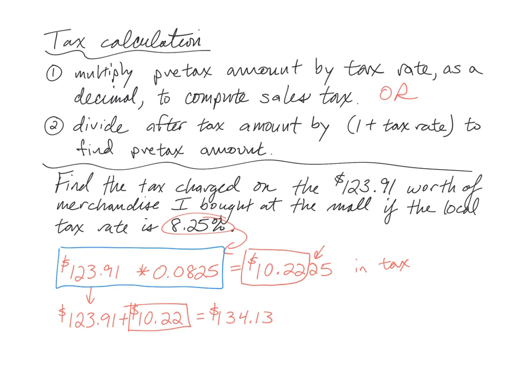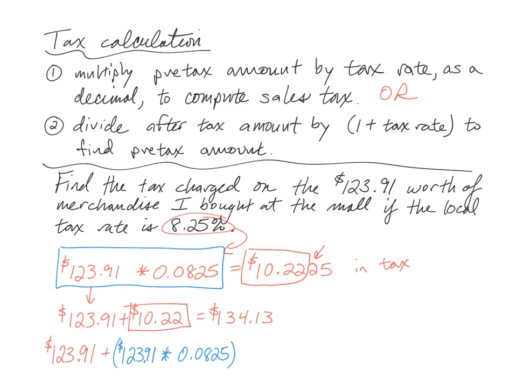So let me write this in here like this. I'll have $123.91 plus, and in blue I'm going to write $123.91 times 0.0825. All right, so I did that. And this is still equal to $134.13, because I guarantee if you multiply this stuff out, you're going to get 10.22. You're going to add it to this, you're going to get $134.13. Great. That's not what I want here.